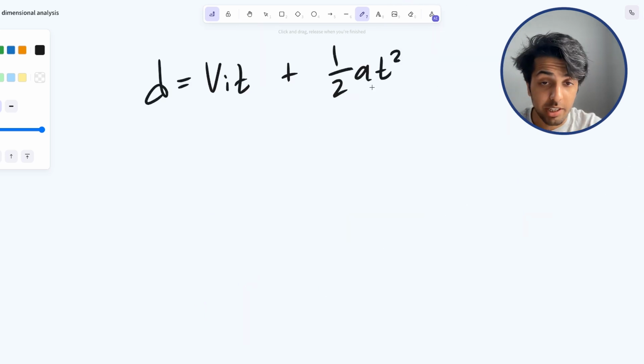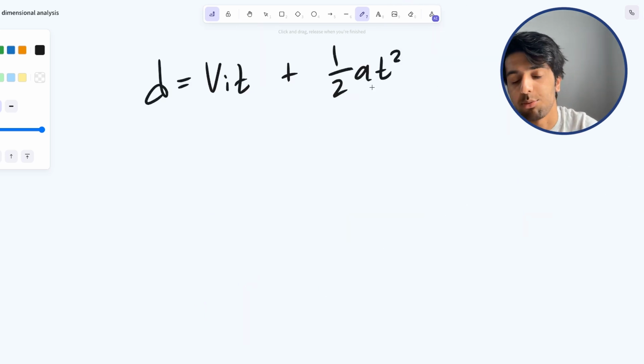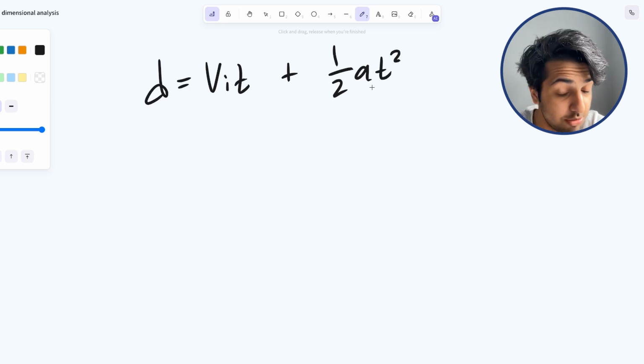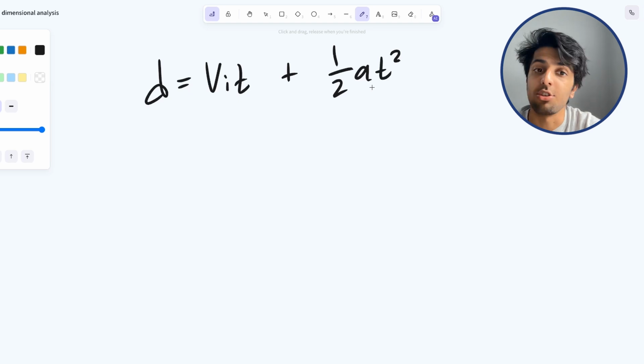Okay, so next we'll be looking at an equation that you've probably seen before. It's a kinematic equation. And through dimensional analysis, we can find that the units on both sides of the equation are actually the same.